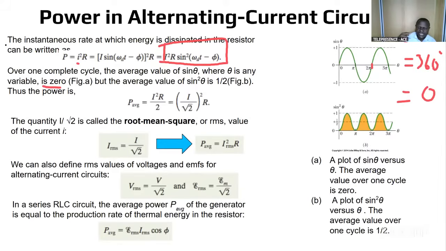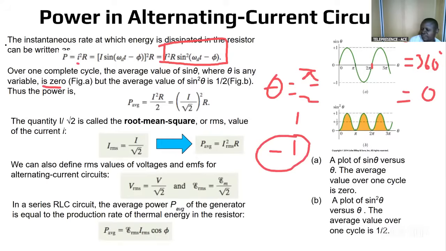Now, what are we going to do from here? If you take the sine at 90 degrees, at theta equals pi over 2, sine theta is 1. At theta equals 270 degrees, that is 3 pi over 2, sine theta will give you minus 1. But if you take the square of this minus 1, it will give you 1.